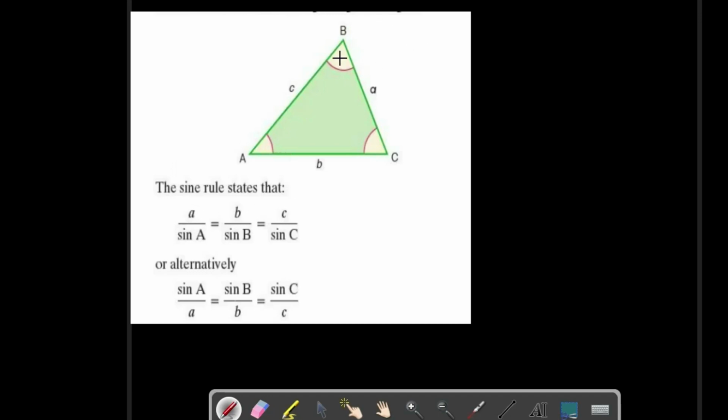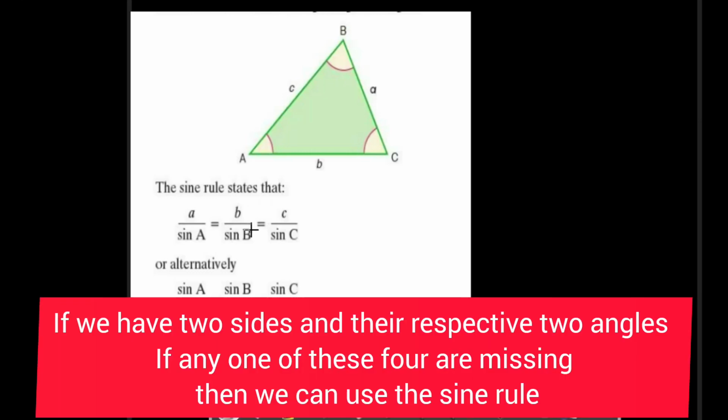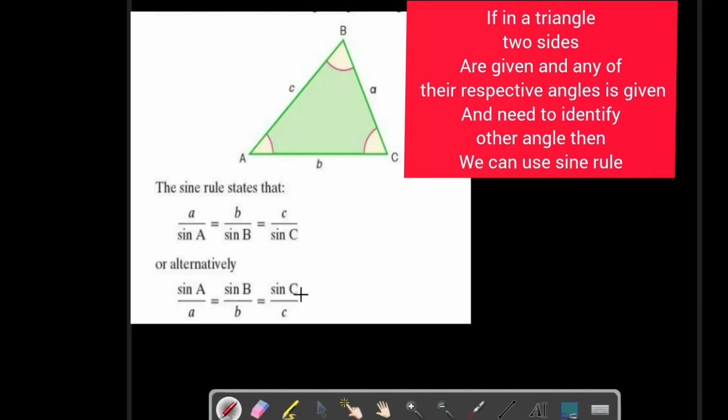According to the sine rule, suppose this angle is A and opposite of angle A is side a, this is angle B, opposite of angle B is side b, and opposite of angle C is side c. Then the ratio of a side and the sine of its angle is always going to be the same. That means a upon sine A is equal to b upon sine B is equal to c upon sine C. Or, in another way, we can take the reciprocal: sine A upon a is equal to sine B upon b is equal to sine C upon c.